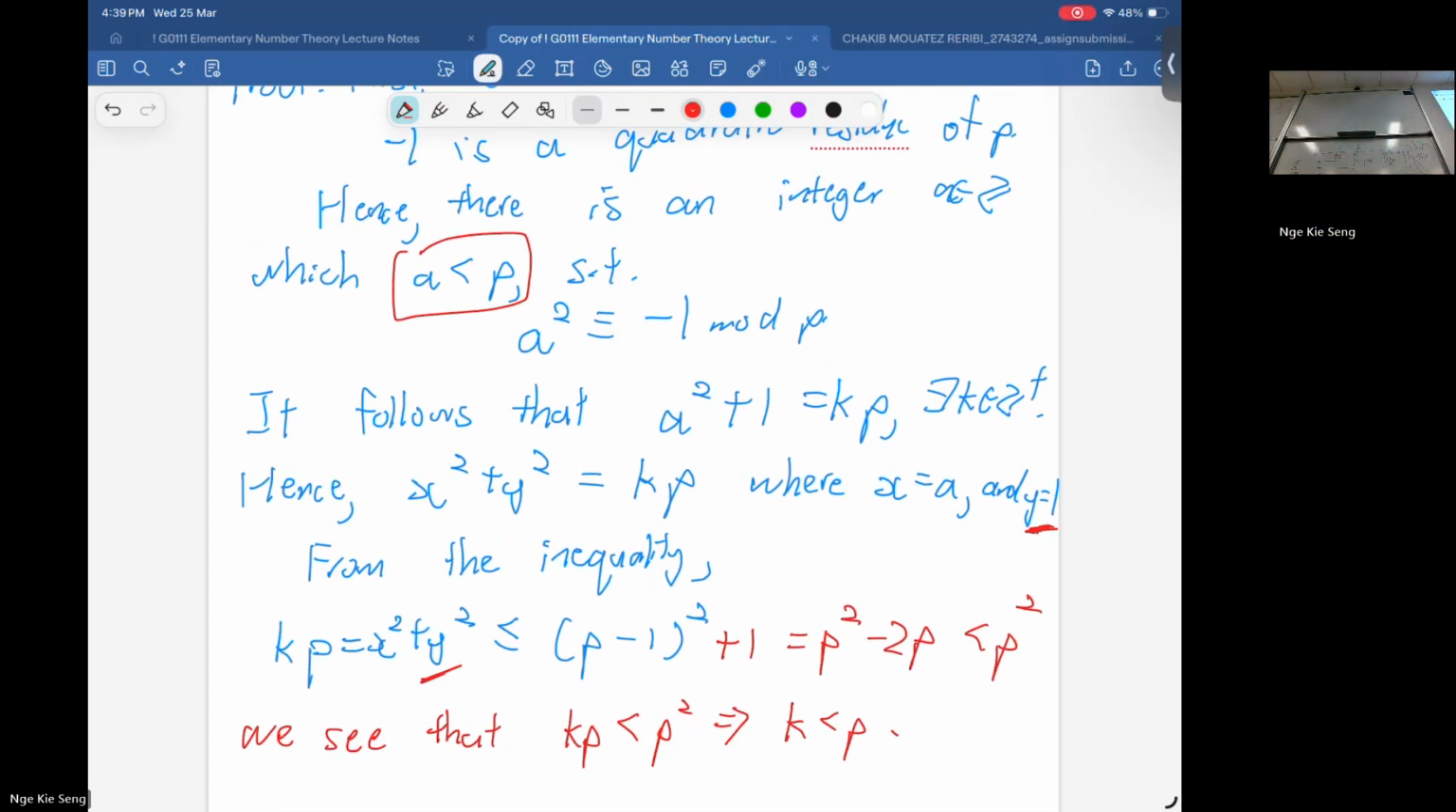Because x here is a, right? a is less than p, so less than or equal to p minus 1. For example, if p is 5, then less than or equal to 4.